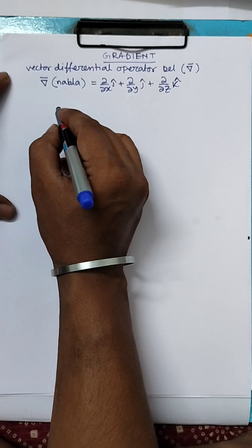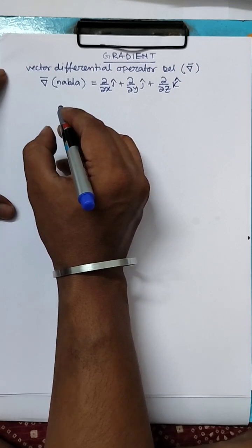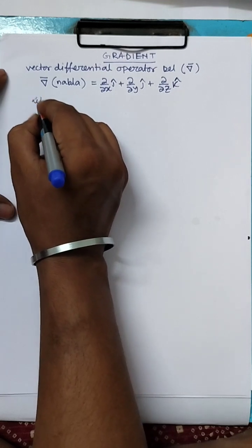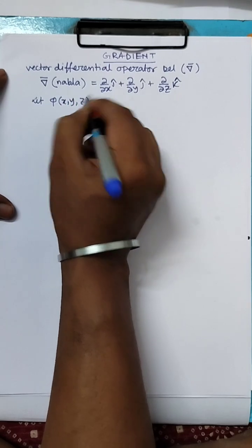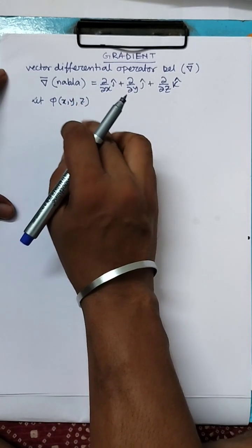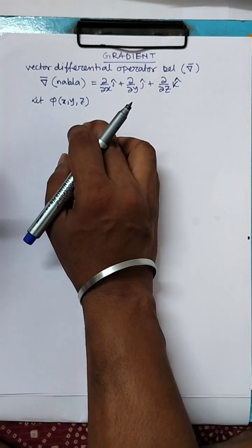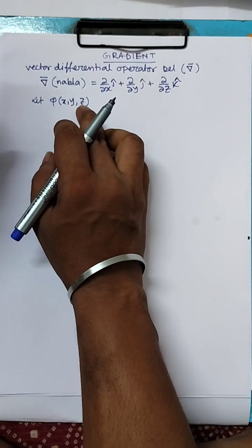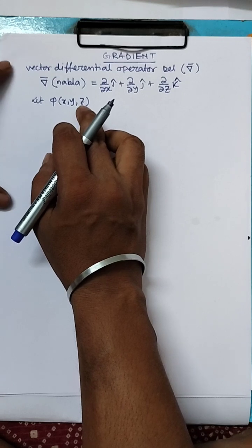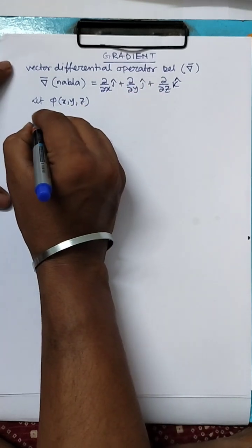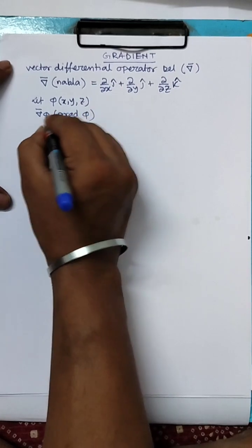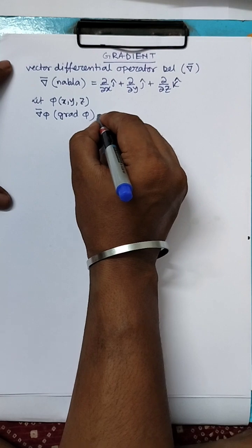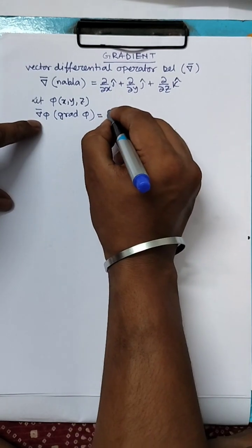We always take the gradient of a scalar, but after the gradient we get a vector quantity. So let's take a scalar phi, which is a function of x, y and z. Phi(x, y, z) is defined and differentiable at each point of x, y, z in the Cartesian coordinate system. Then grad phi, that means del phi, is defined as follows: just put the value of del.